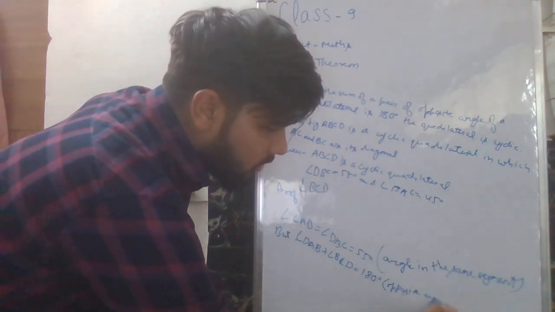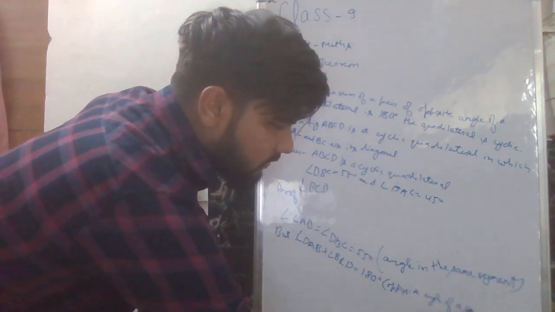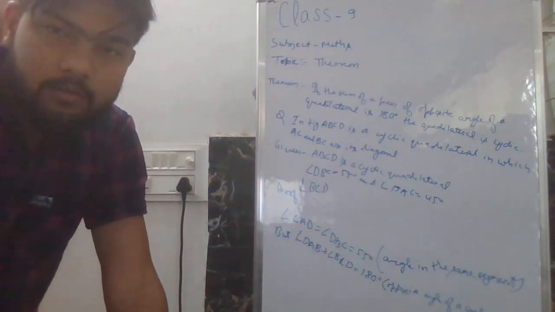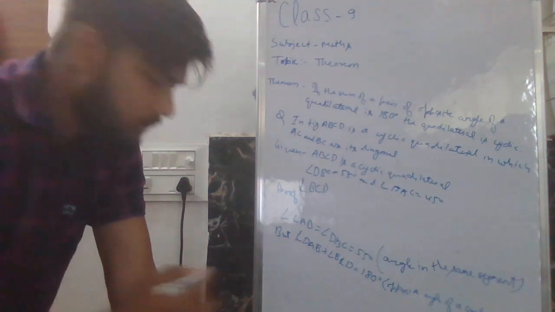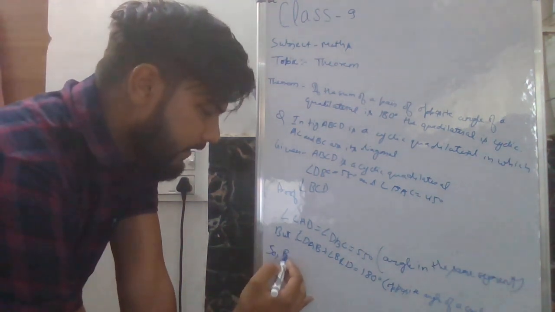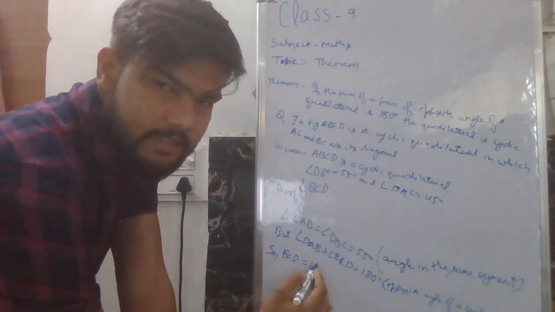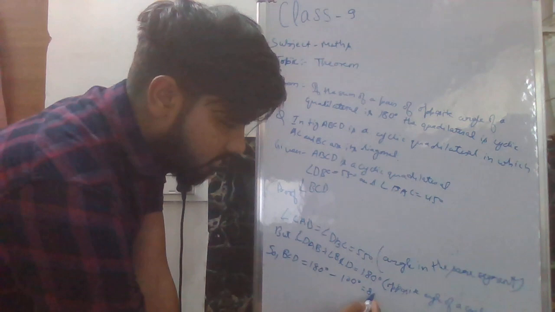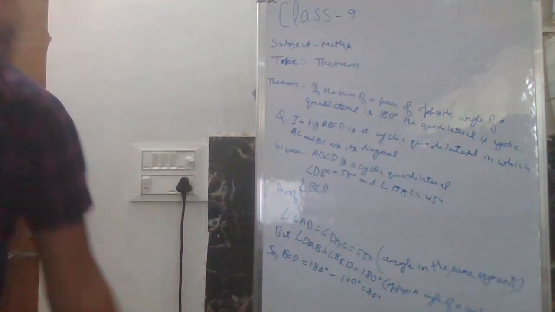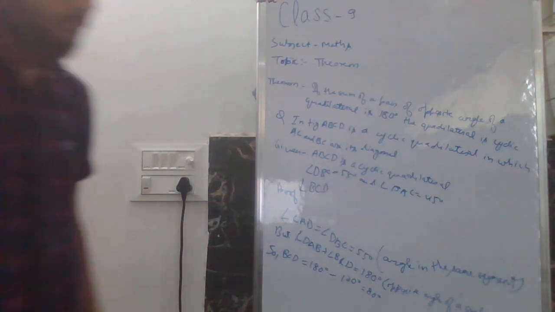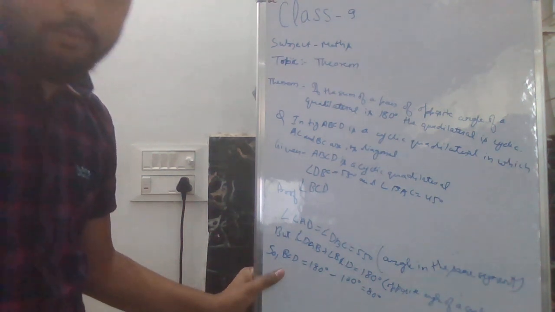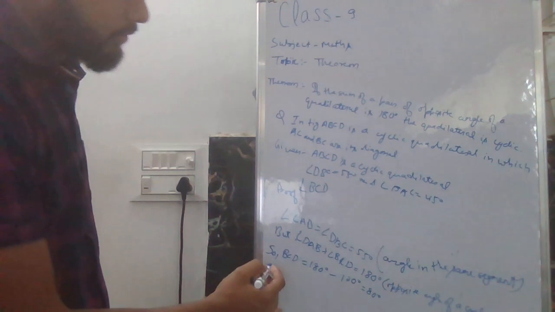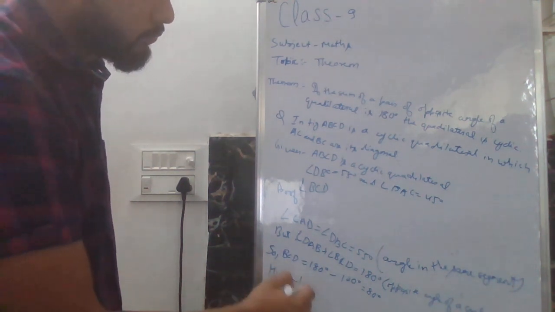Opposite angle of a cyclic quadrilateral. So here angle BCD is equal to 180 degrees minus 100 degrees. It will be 80 degrees. I hope everyone is clear how we got this. So now this theorem is hence proved.